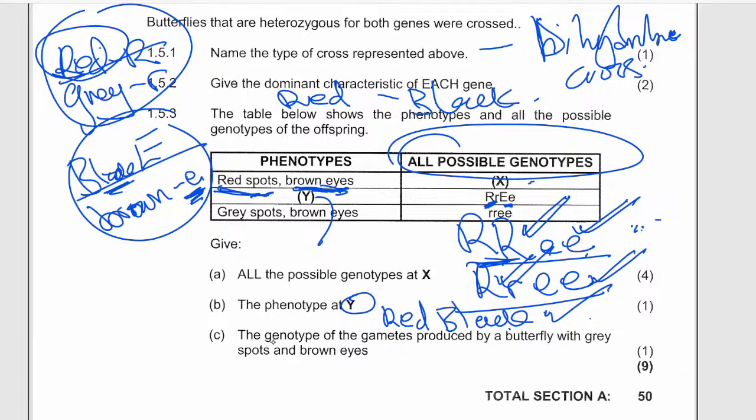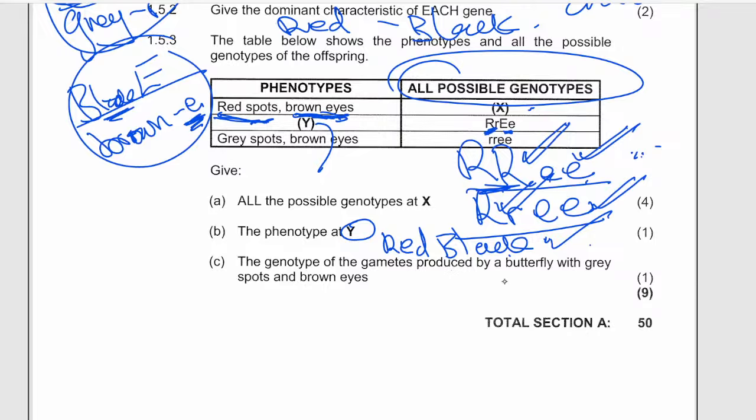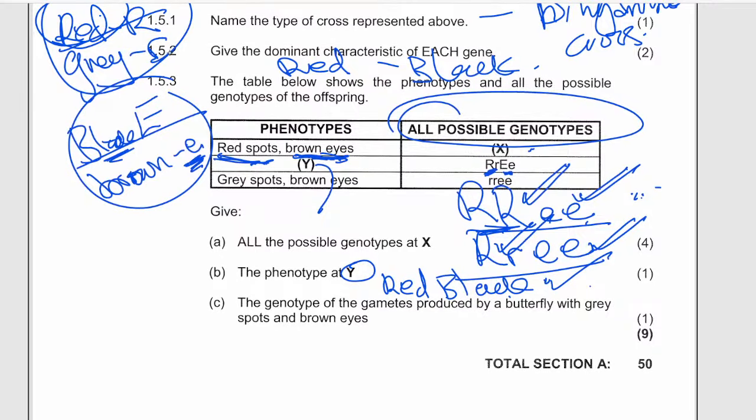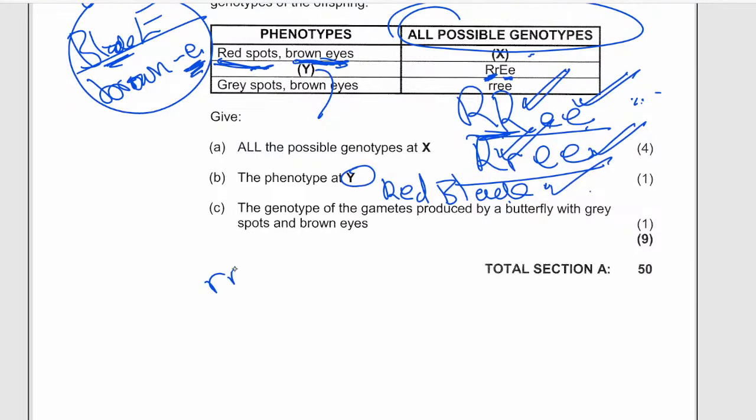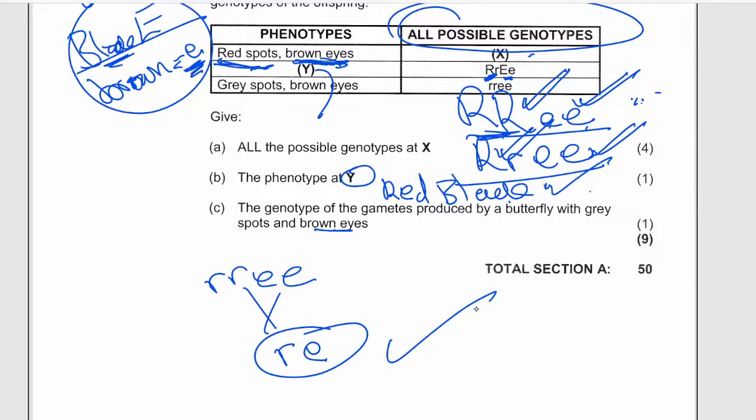So 1 mark. The genotype of gametes produced by a butterfly with gray spot and brown eyes. We talked about this. Gray, so we have to look for gray. Gray is recessive. It cannot appear unless it is small r. And then brown is also recessive. It cannot appear also unless it is small e. So it means that all the gametes will be the same. Small r, small e. So that is the answer. Some people, I know that they wrote small r, small e, small r, small e, because there are supposed to be 4 of them.